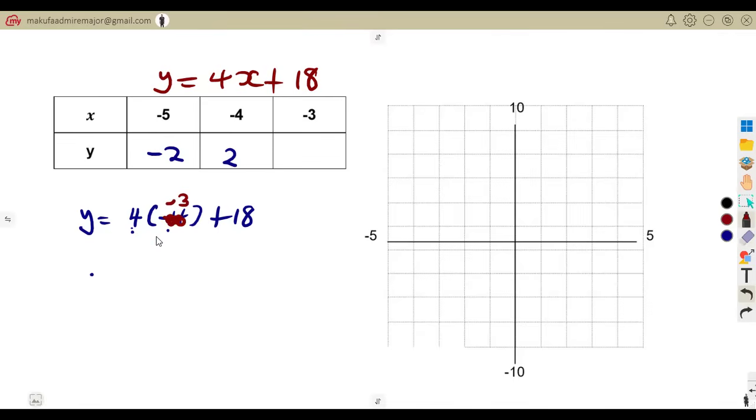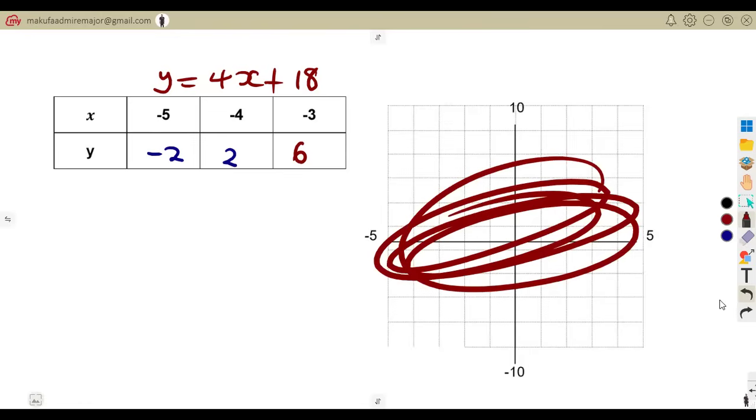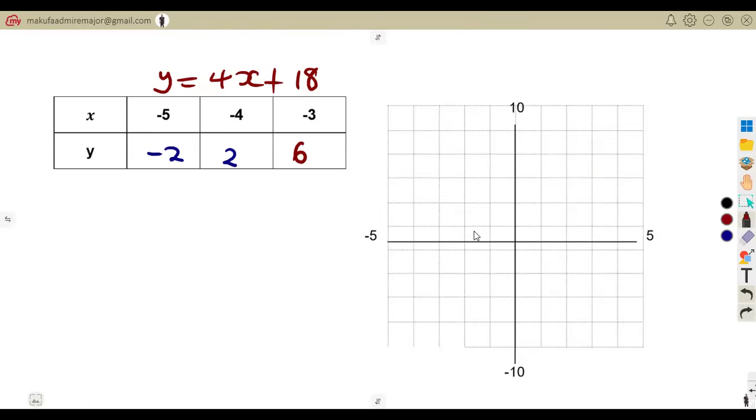This was going to give us minus 12 plus 18. 18 minus 12 is what? It's 6. So this is the correct table that he was supposed to use. And with the table now, they want you to present the straight line which you are supposed to draw. As you can see, this is minus 5.